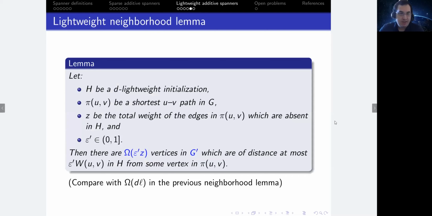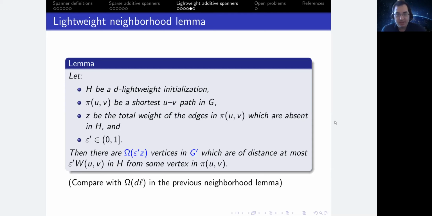The following gives the lightweight analog of the neighborhood lemma that we saw for the sparse spanner case. This lemma states that if H is a d-lightweight initialization, again, we're going to look at a shortest path pi uv in the original graph. And then we're going to look at the total weight of the edges that are absent in H along the shortest path. Note that in the previous neighborhood lemma, we were looking at the number of edges, but now we're looking at the total weight.